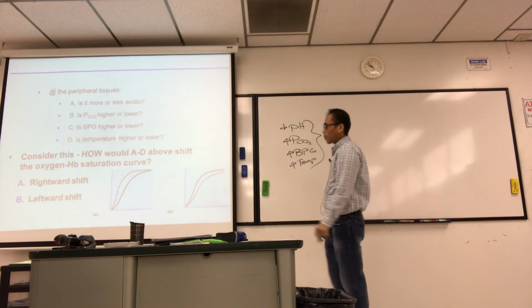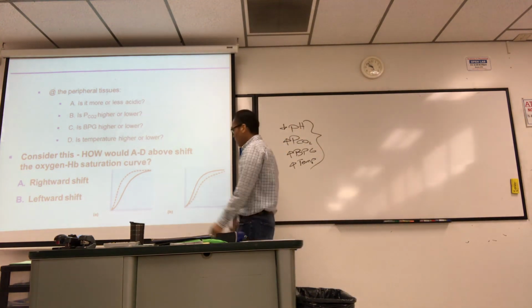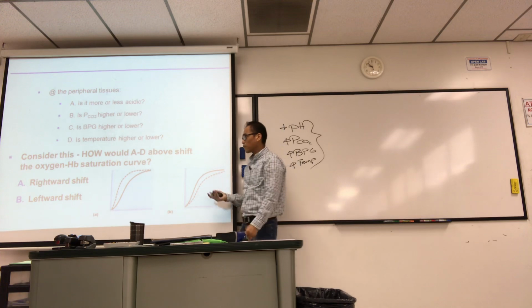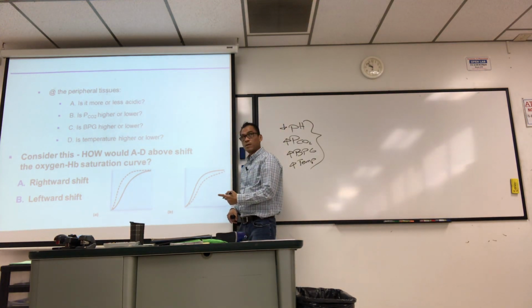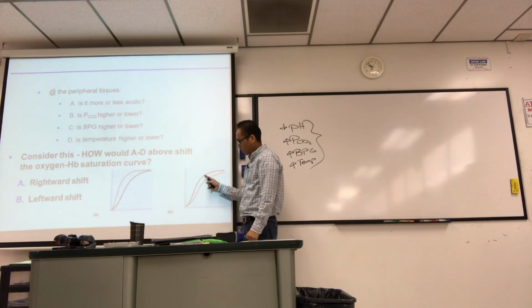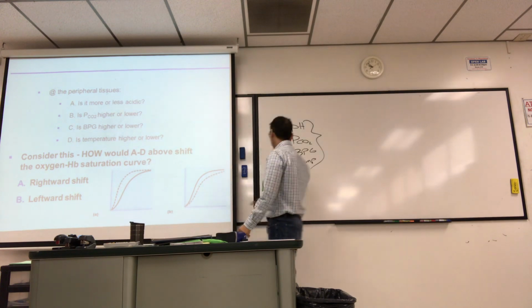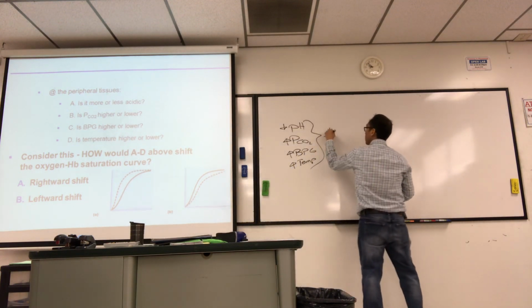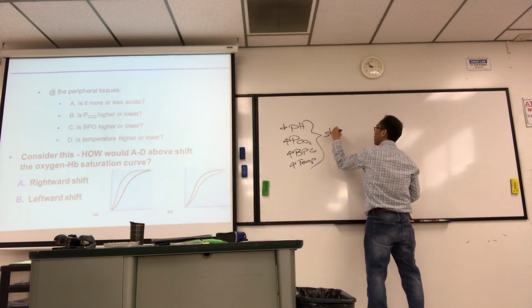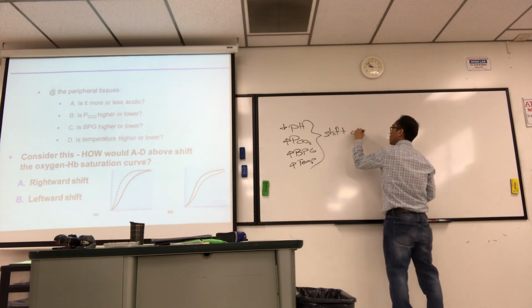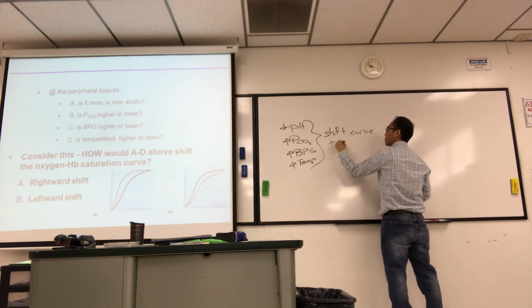Now I was talking about the Bohr effect and you shift the curve and stuff. Which way did you shift the curve? To the right or to the left? Right. To the right. That's this figure, correct? The solid line is normal. The dotted line is like a rightward shift. Shift curve to the right.